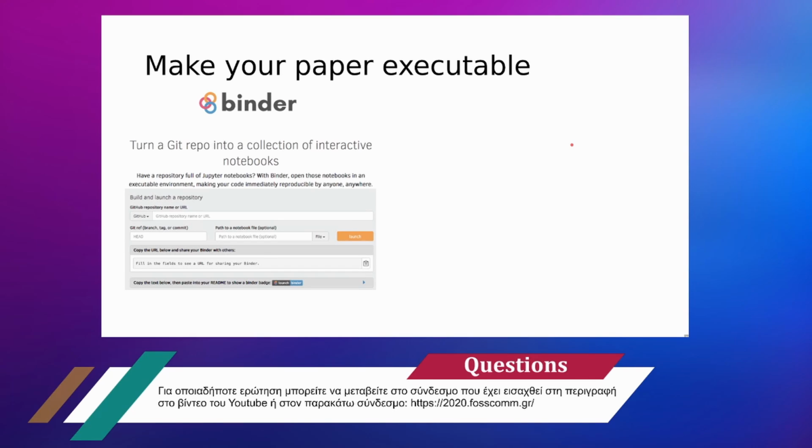Now these are some cool things that I have seen around, cool things you can do with open scientific repositories. One of them is you can make your paper executable with a Binder. You just paste your GitHub URL, and if you have a Jupyter notebook there, then you press launch, and bam, other people can reproduce and check your analysis.